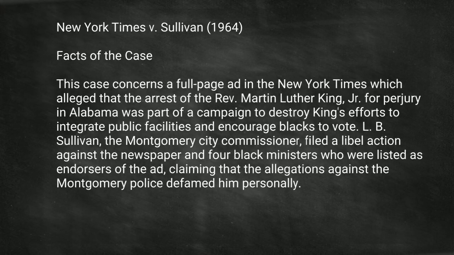New York Times versus Sullivan, 1964. Facts of the case. This case concerns a full-page ad in the New York Times which alleged that the arrest of the Reverend Martin Luther King Jr. for perjury in Alabama was part of a campaign to destroy King's efforts to integrate public facilities and encourage blacks to vote. L.B. Sullivan, the Montgomery City Commissioner, filed a libel action against the newspaper and 4 black ministers who were listed as endorsers of the ad, claiming that the allegations against the Montgomery police defamed him personally.